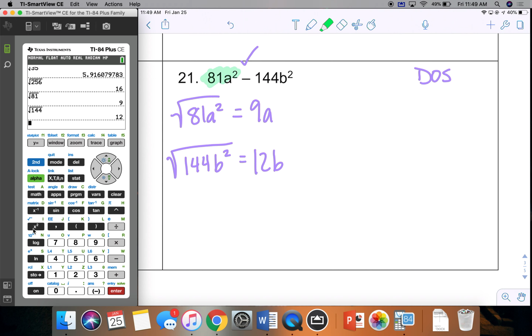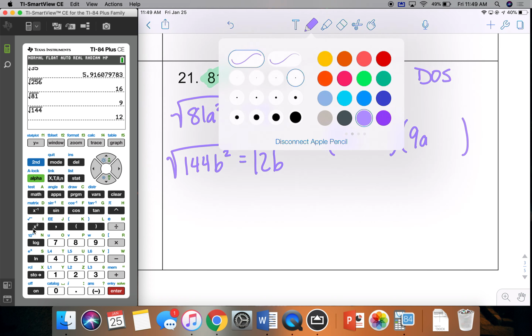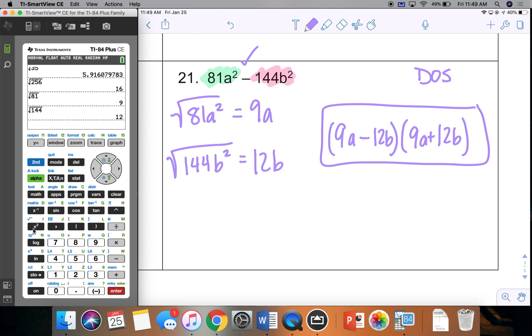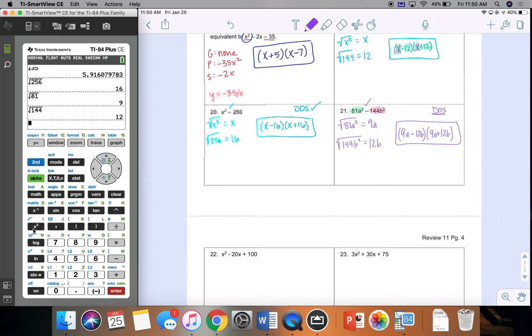And I follow my formula, so the square root of a will go first. The square root of b will go second. And the formula tells me to make one positive, make one negative. So again, I'm just following my formula chart under difference of squares, and I take the square root of both and put them in the same order they started in.